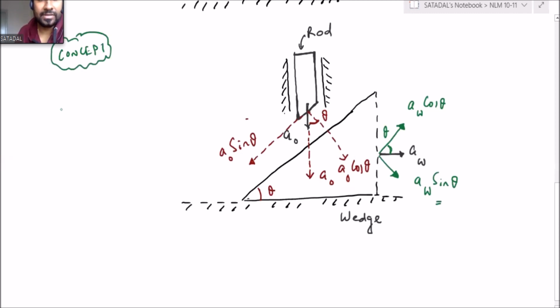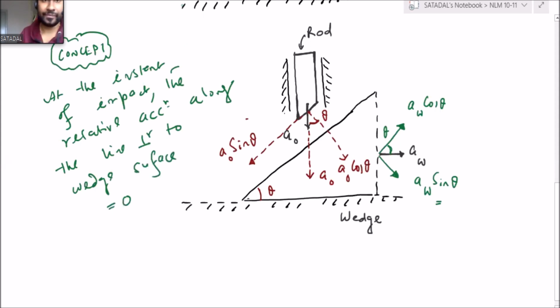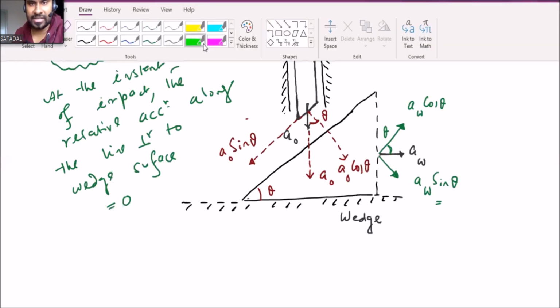Right. What I suggested, what was the concept? The concept was that at the instant of impact, the relative acceleration along the line perpendicular to the wedge surface is equal to 0. Is that okay? That was the concept we had.